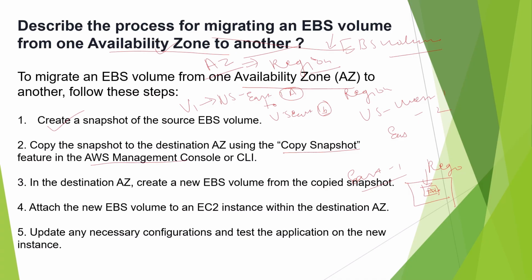You can do this work via CLI, but first you need to install the CLI on your PC, and there are some commands as well. You need some files, some Python script, on the local system. Okay. In the destination, create an EBS volume with the help of this copied snapshot, which you copied from your source volume, source region. Attach the new EBS volume to the EC2 instance within the destination.